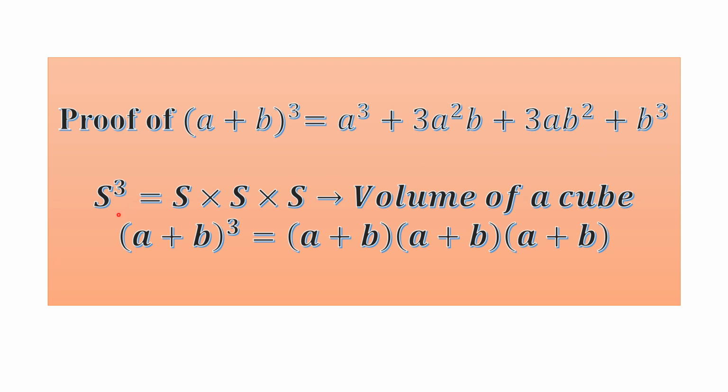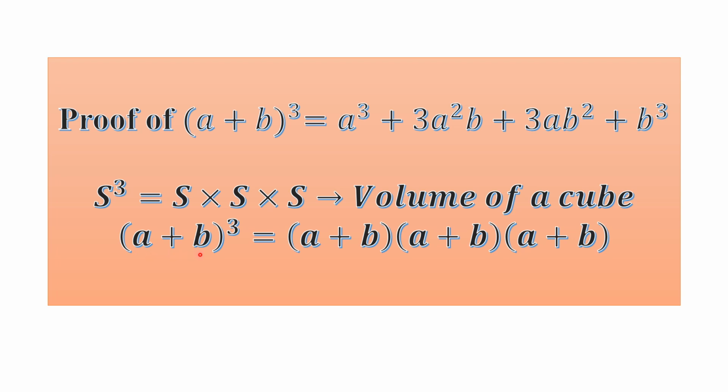We know by the index formula that s cube is equal to s into s into s, and that will represent the volume of a cube of side s. Therefore, (a + b) whole cube is actually representing the volume of a cube of side a plus b, because here s is replaced by a plus b. Since s cube represents the volume of a cube of edge s, (a + b) whole cube will represent the volume of a cube whose each edge is equal to a plus b.